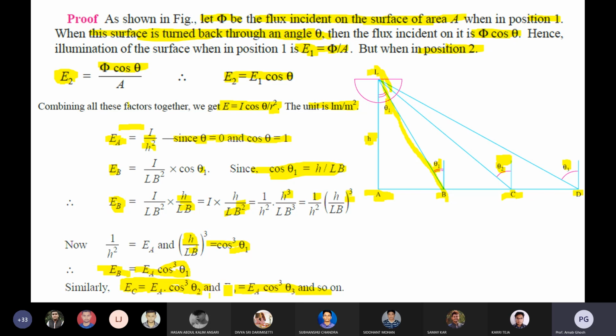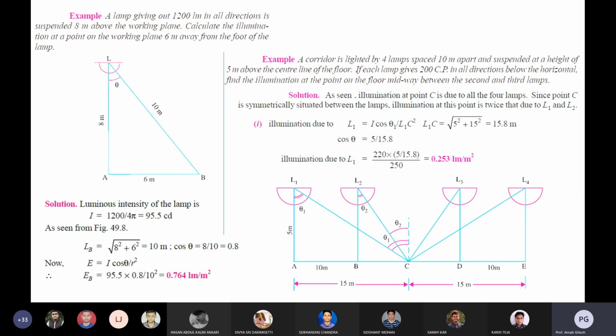What are the laws of illumination? Kindly write down the statements of the laws of illumination and corresponding proofs and mathematical expressions. Such type of question may come at the time of exam, so keep it ready. Then very basic numerical problems are there by implementing those formulas. So you have that formula.